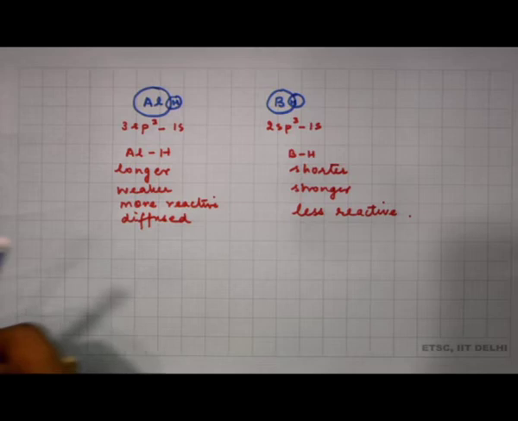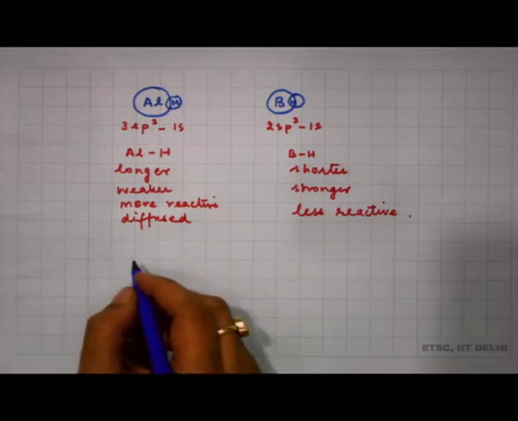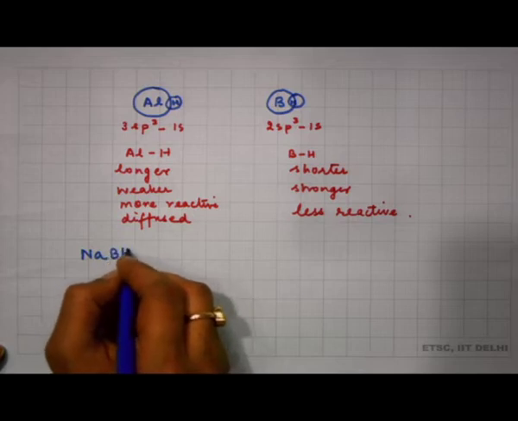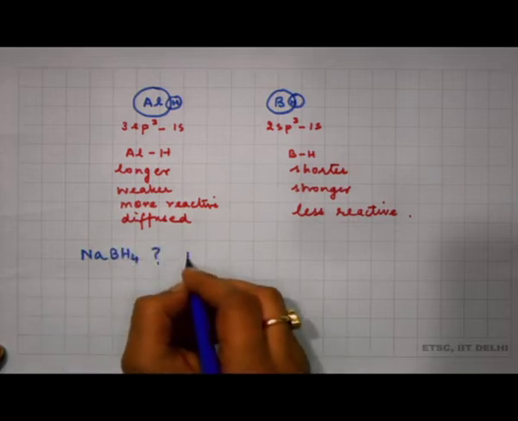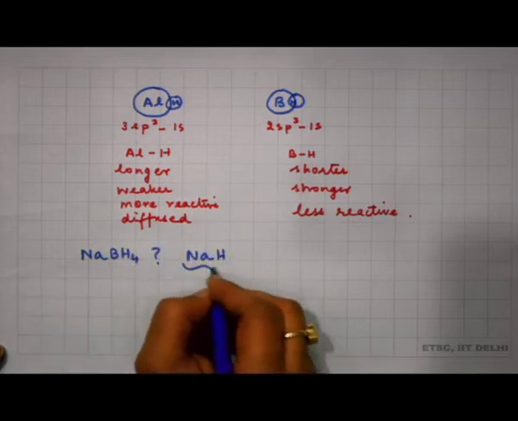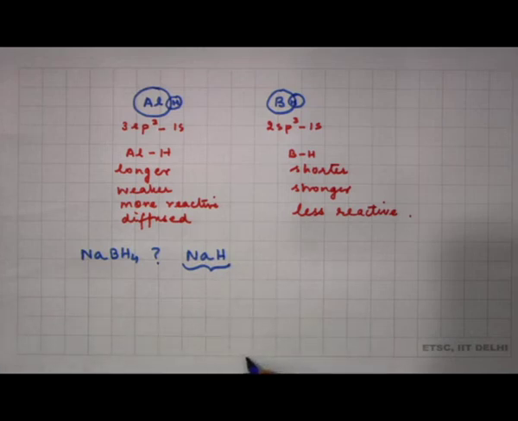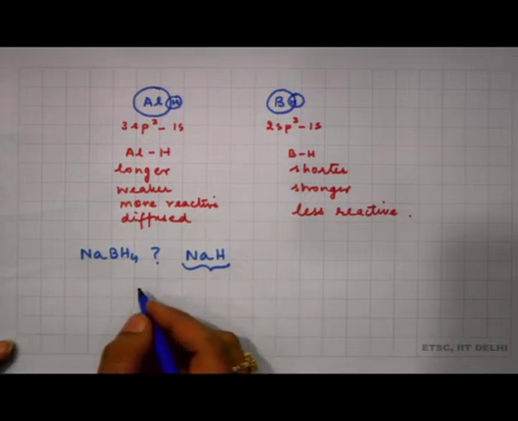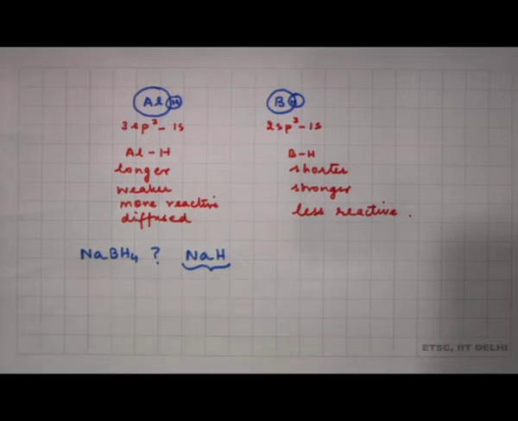Now, the other question could be, why at all do we have to use sodium borohydride? Why can't we simply use sodium hydride as the hydride transfer reagent? Never do we see sodium hydride being used as the hydride transfer reagent. So, there must be some reason associated. Let us try to see why it is.